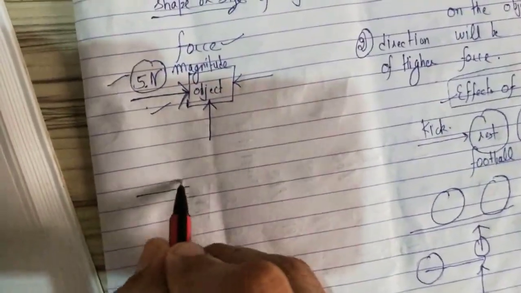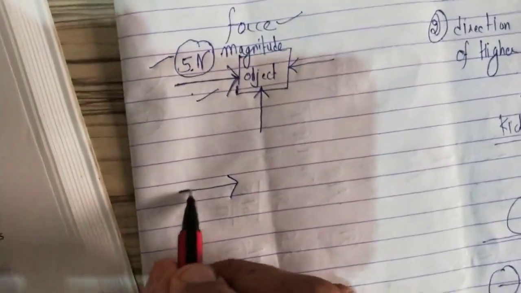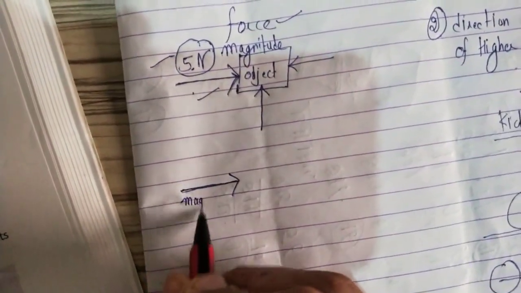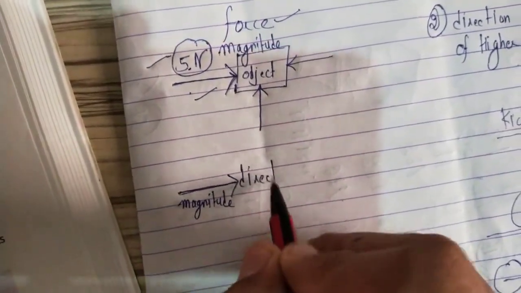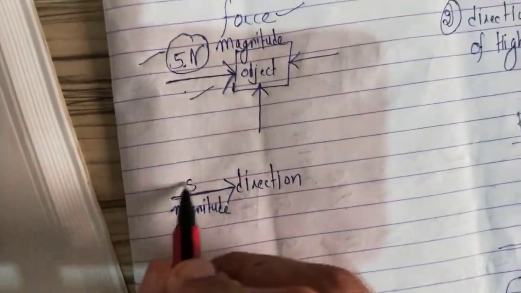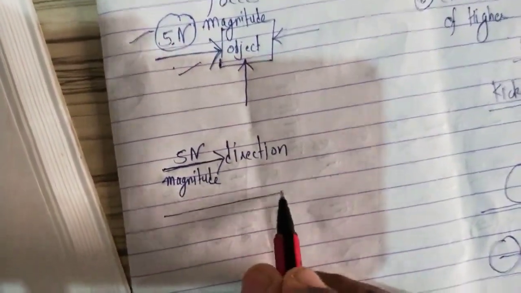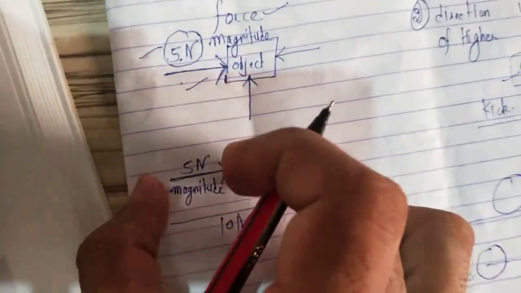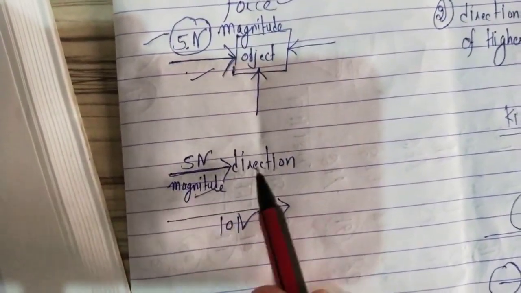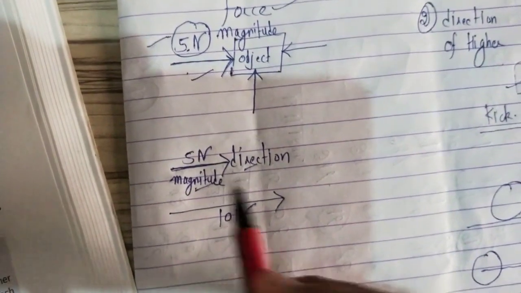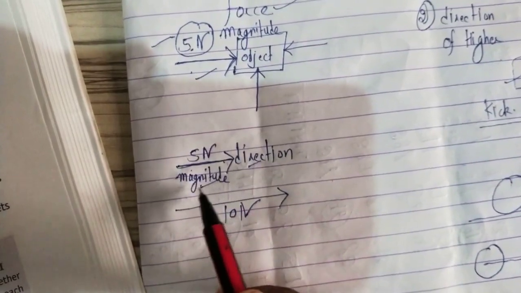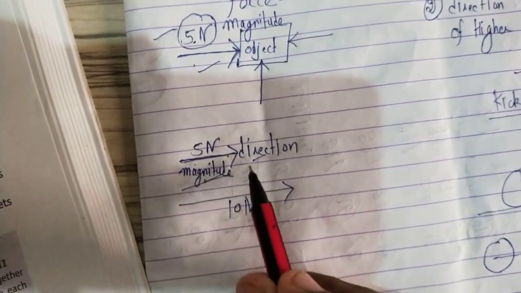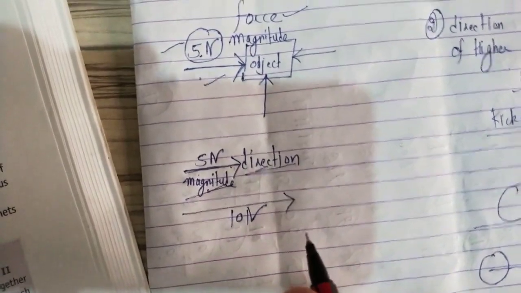So it is represented by an arrow. The length of the arrow represents the magnitude and the head of the arrow represents the direction. This is 5 Newton, suppose, and a 10 Newton arrow will be longer. A force is represented both by magnitude and by direction, and it is represented by an arrow. The length of the arrow gives information about the magnitude and the head of the arrow gives information about the direction.